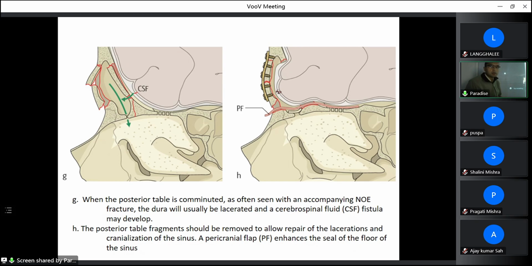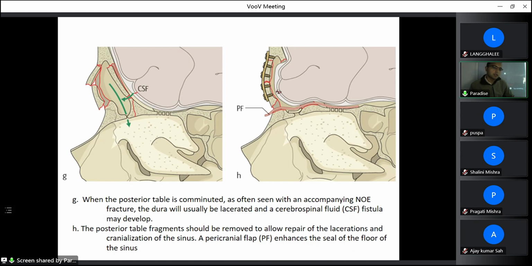You have to obliterate it with, as your choice, you can use anything, but preferably we use fat pad. And you have to reduce and fix the anterior table. If the posterior table is fractured and it is undisplaced, no need to worry, leave it. It will heal itself. If it is displaced, then what happens?